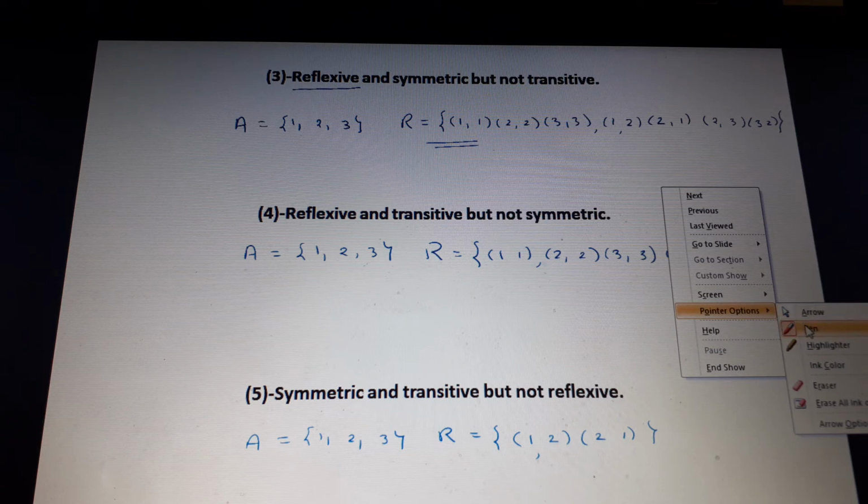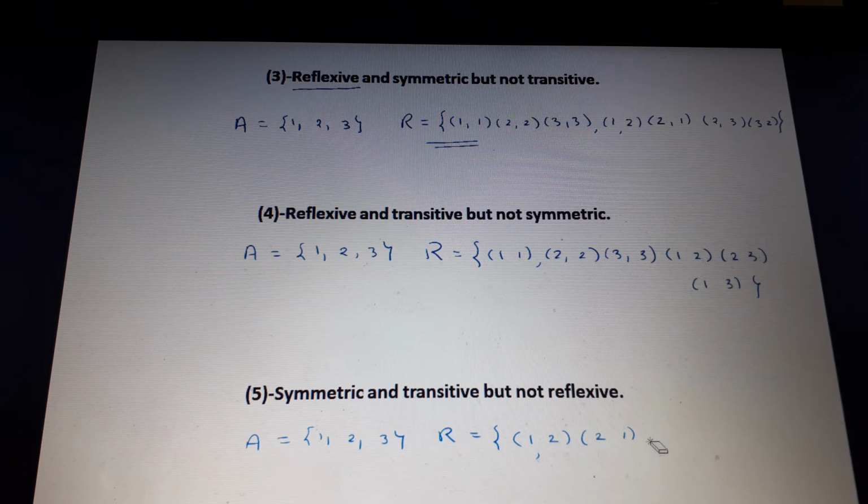So I want to make it transitive also. Therefore, I have to include more here. (1,2), (2,1) is there, therefore you have to include (1,1). So here (1,1) I will include. Then (2,2) also I will include.